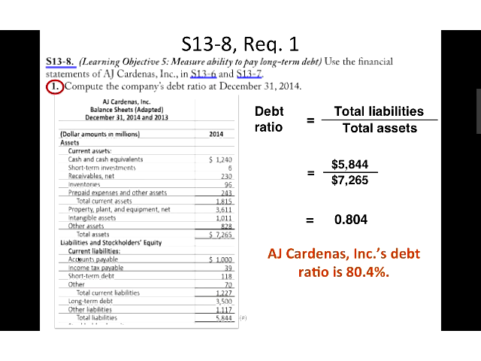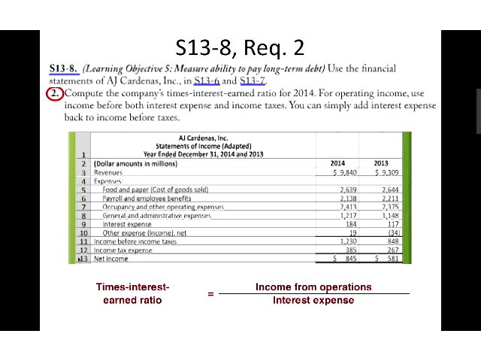So we're going to go on and compute their times interest earned ratio. The times interest earned ratio is at the bottom there. So here's that ratio we had before. Times interest earned ratio is income from operations divided by interest expense. So what we're going to do for that is find our income from operations.